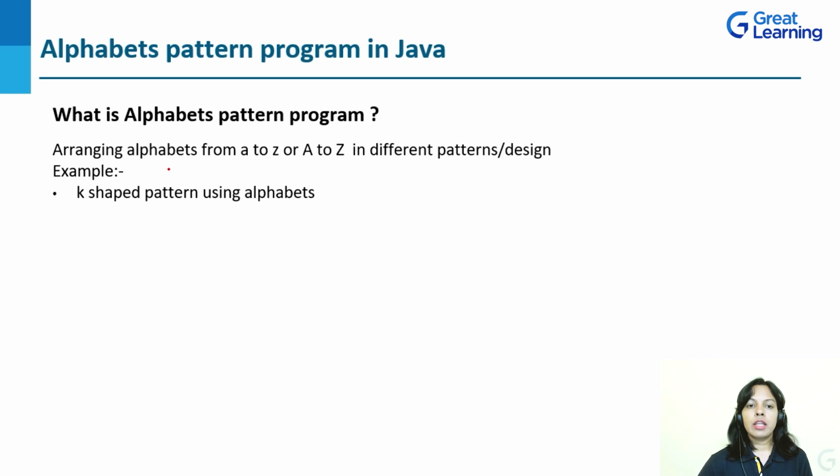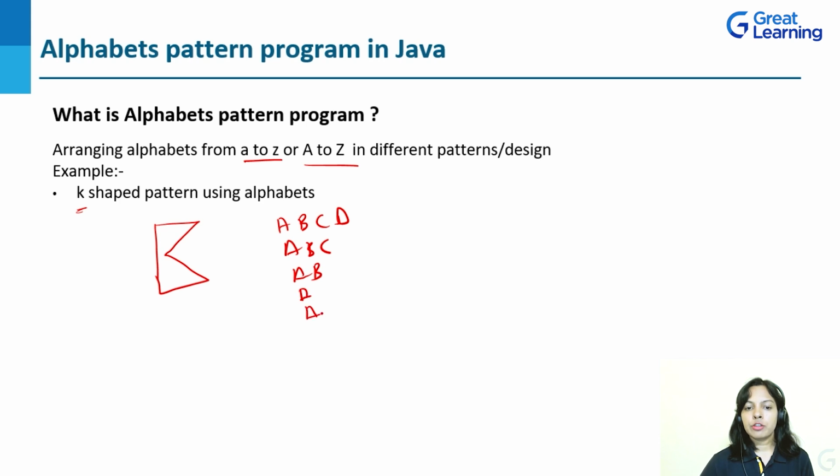So as I said, you can arrange alphabets into different patterns and designs. The alphabets can be lowercase alphabets from A to Z and capital letters also A to Z. Okay. One of the examples which we are going to see here is K-shaped pattern using alphabets. K-shaped pattern meaning something in this format should be drawn. This is K. So it means what? A pattern which draws A, B, C, D, suppose, then A, B, C, then A, B, and then A, then it should be again A, B, then A, B, C, then A, B, C, D. So basically this is nothing but it's forming a K, right?